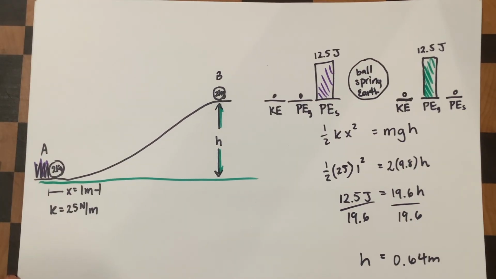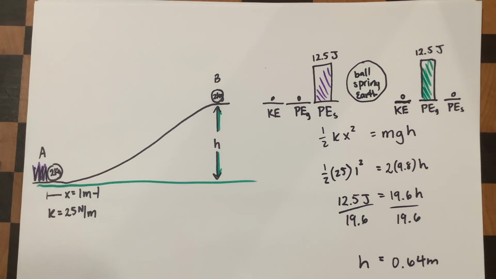Finally, we did a sample of how to use the new spring potential energy equation to calculate a missing variable using energy conservation.